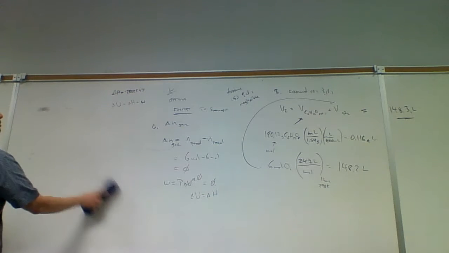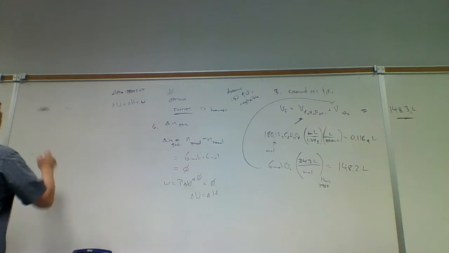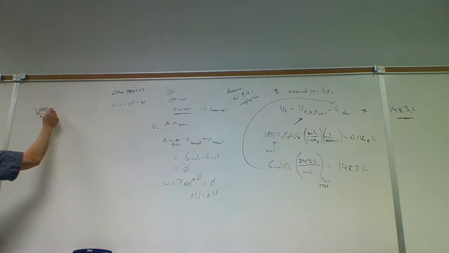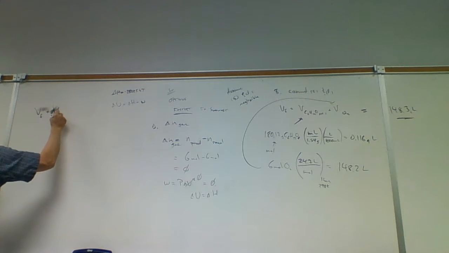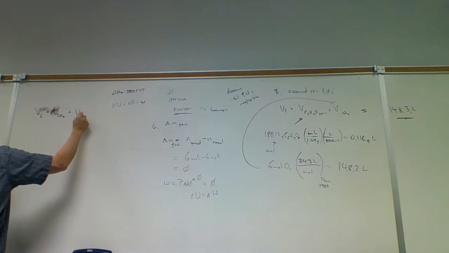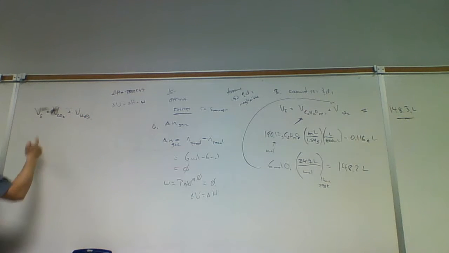Then let's continue on with this. Our final volume is going to be the 6 moles of CO2. So we'll need the volume of the CO2 plus the volume of the H2O liquid. Now, the volume of the CO2 is going to be the same, right? This should be 148.2 liters, because both of these are ideal gases.